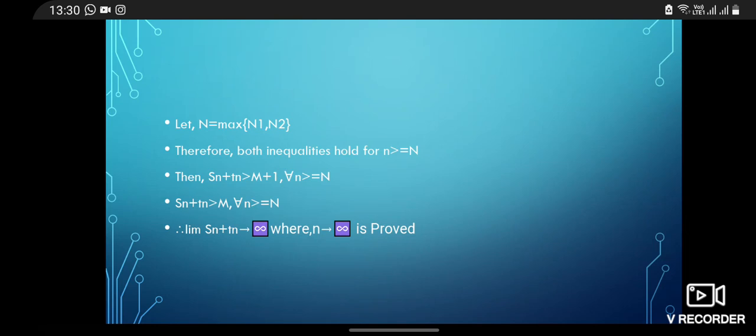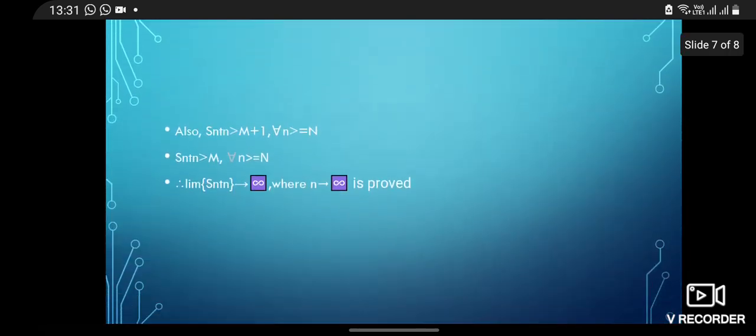Then Sn plus Tn is greater than M plus 1 for all small n greater than or equal to capital N, so that Sn plus Tn is greater than capital M for all small n greater than or equal to capital N. Hence, limit of Sn plus Tn tends to infinity where n tends to infinity is proved.